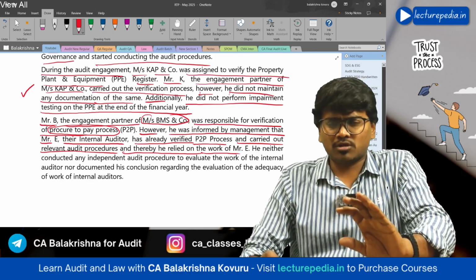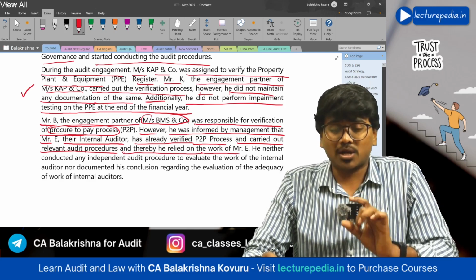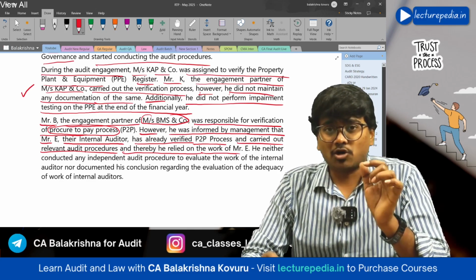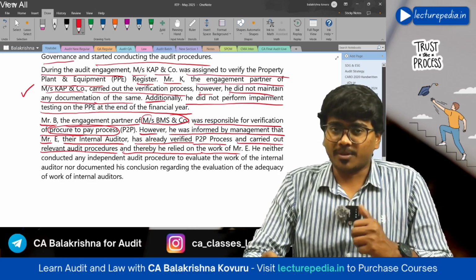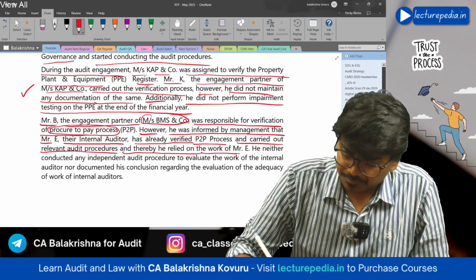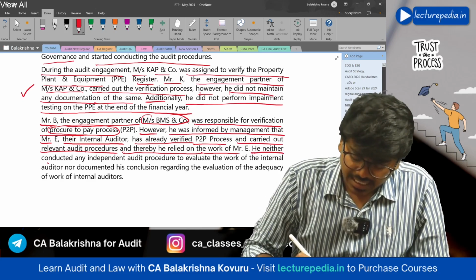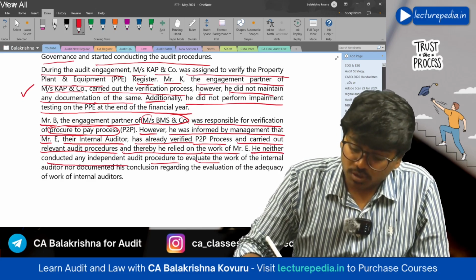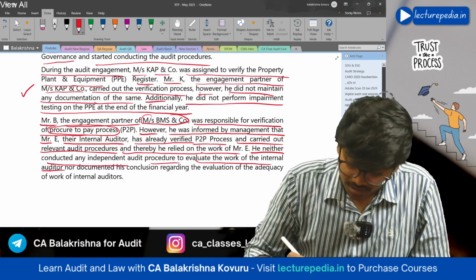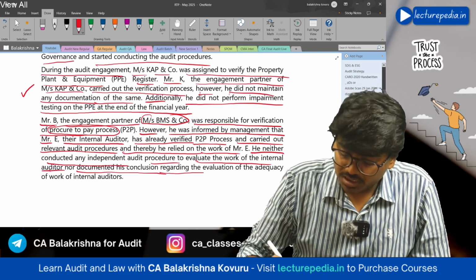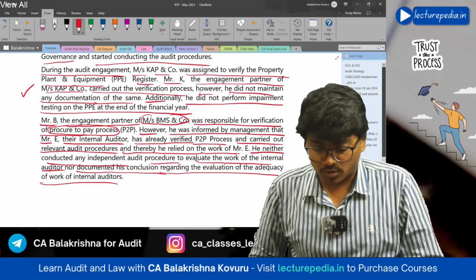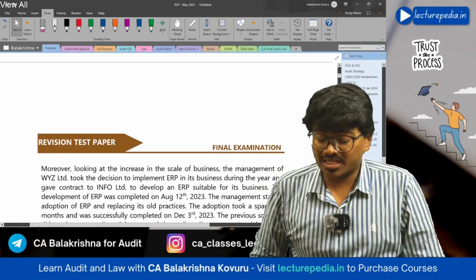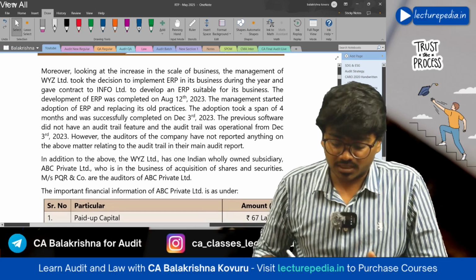Okay, you can rely on the work of internal auditor, but before relying, you have to once verify the competence of internal auditor. You have to once verify the sufficiency of the work performed by internal auditor. If you see here, he neither conducted any independent audit procedure to evaluate the work of internal auditor nor documented his conclusion regarding the evaluation of adequacy of work of internal auditor. This should not be done. You have to evaluate the sufficiency of the work done.